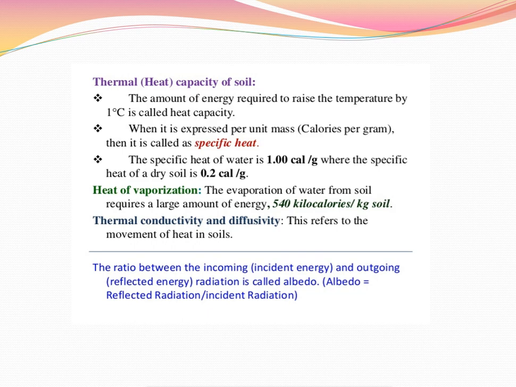Then other related factors such as heat of vaporization. Evaporation of water from the soil requires a tremendous amount of energy, that is 540 kilocalories per kilogram of soil, called the heat of vaporization. Then thermal conductivity and diffusivity. It refers to movement of heat in soils in terms of various internal processes, absorption of moisture, which releases heat, that is because of thermal conductivity. That is the ratio between incident energy and reflected energy.